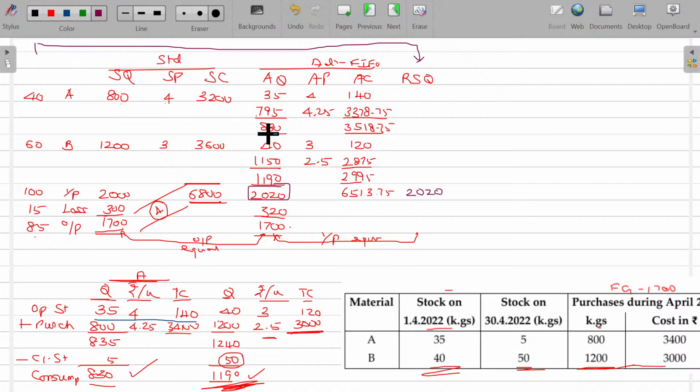So if you are not able to see the screen, log out and log in again, so you'll get the screen detail. Okay, no problem.